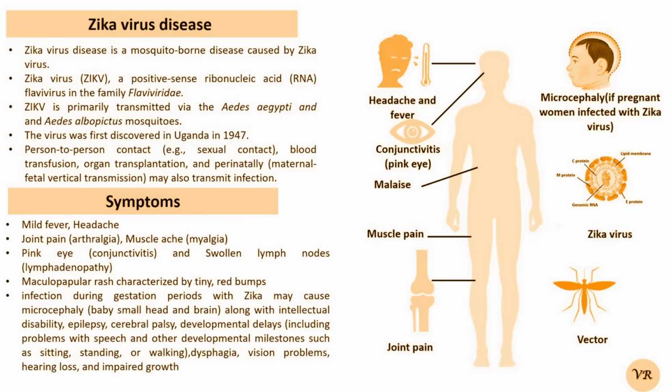A rare neurological disorder, that is Guillain-Barré syndrome or GBS, can cause paralysis. Other neurological complications such as myelitis and meningoencephalitis may also occur.